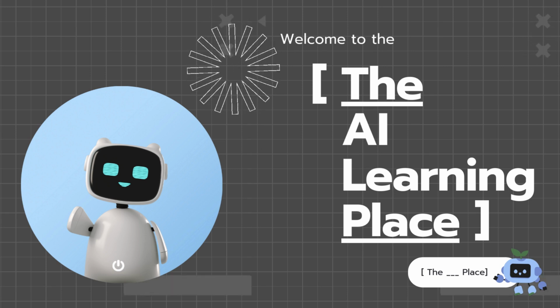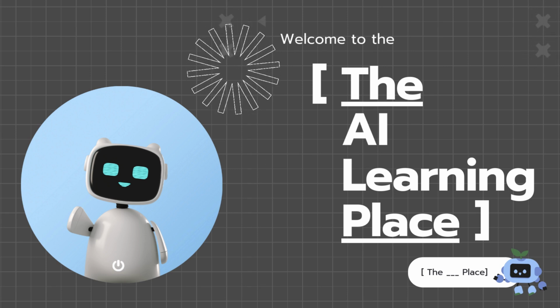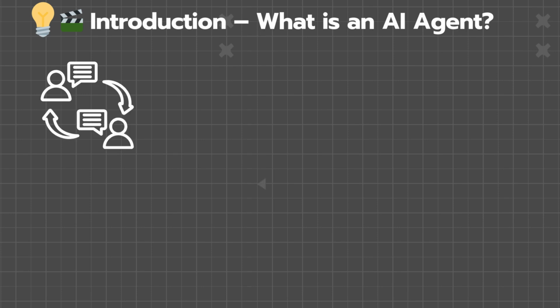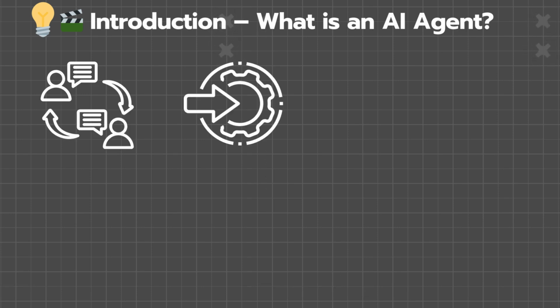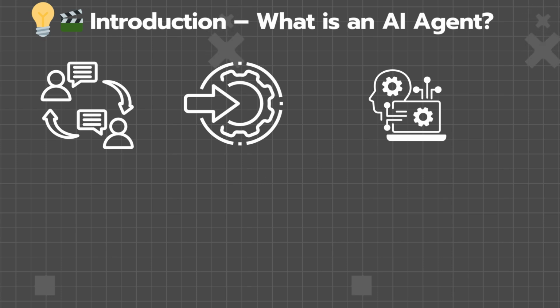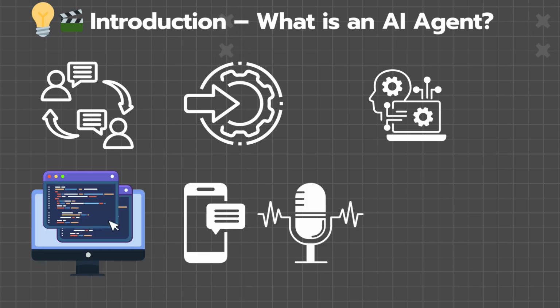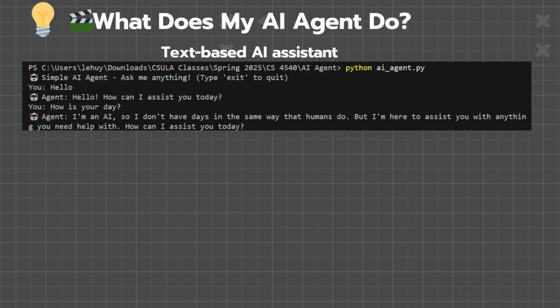This week I'll be showcasing a simple AI agent project that I built using Python and OpenAI's API. So before we get into it, what exactly is an AI agent? An AI agent is a system that can interact, process input, and generate intelligent responses. In simple terms, it's a computer program that can understand and respond to text, voice, or other inputs. And in this project, I created a text-based AI assistant that can chat with users in real time.